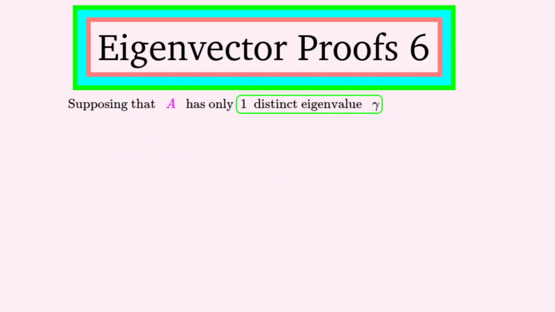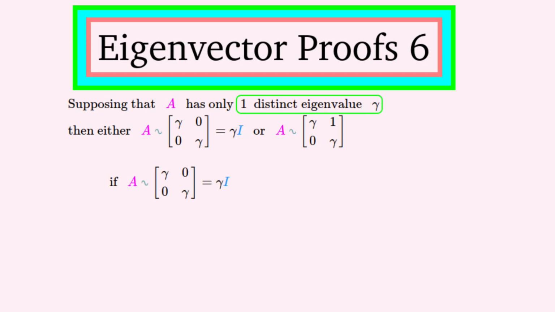We'll investigate the case where A has only one distinct eigenvalue. And these are the two cases for this happening. So we'll investigate the first case, where A is similar to this first matrix. This is the definition of similarity. It isn't row equivalence, but a sort of conjugated equivalence.